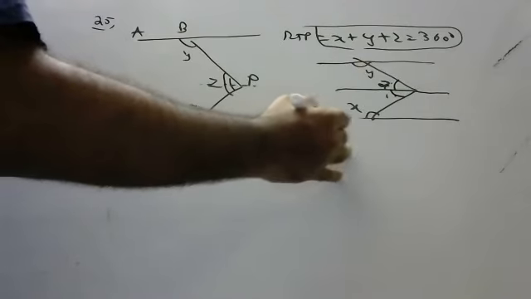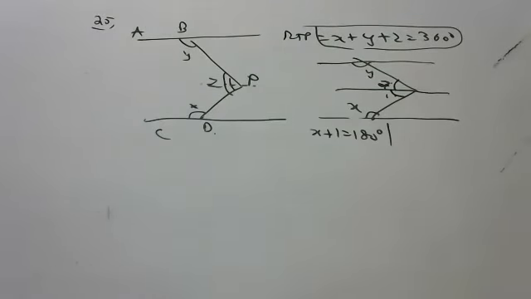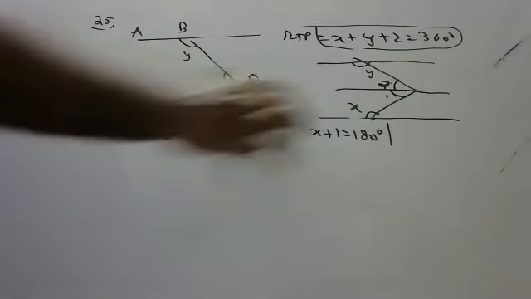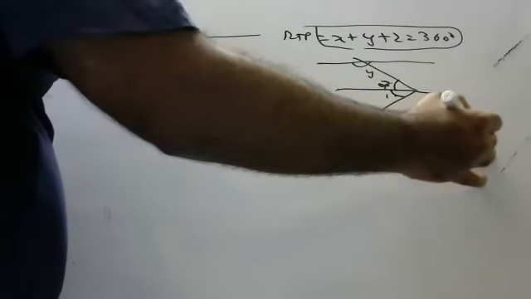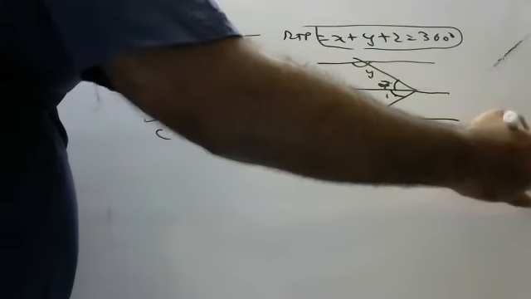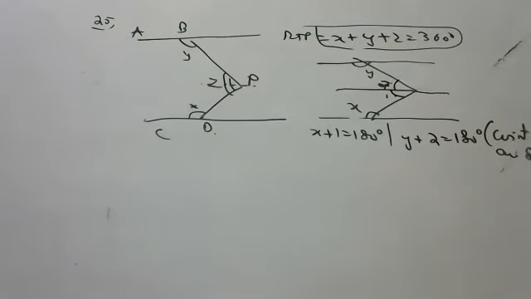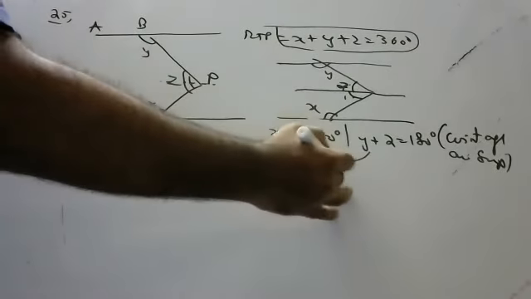Now you see, children, x plus angle 1 is equal to 180 degrees. Can anyone say why? Co-interior angles. Co-interior angles are supplementary. y plus angle 2 is also equal to 180 degrees, because co-interior angles are supplementary.